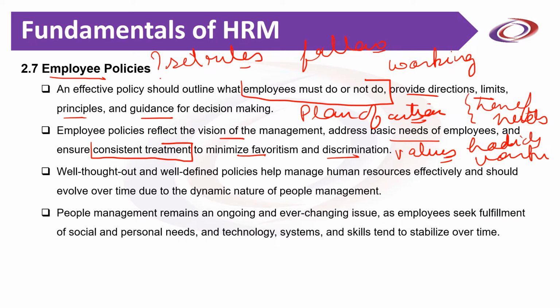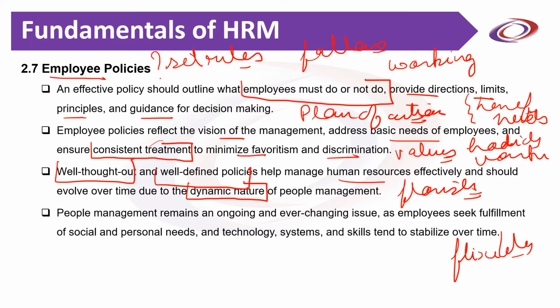So these are the policies of the organization, and managers need to ensure that their part of the organization provides an environment in which individuals can flourish, increase their skills and have better satisfaction. So a well thought out and well defined policy helps manage human resources effectively, and because it is dynamic in nature, it should evolve over time. The policy should not be rigid, it should be flexible. Accordingly, if there is any need to change the policy or bring an amendment, it is to be made possible.